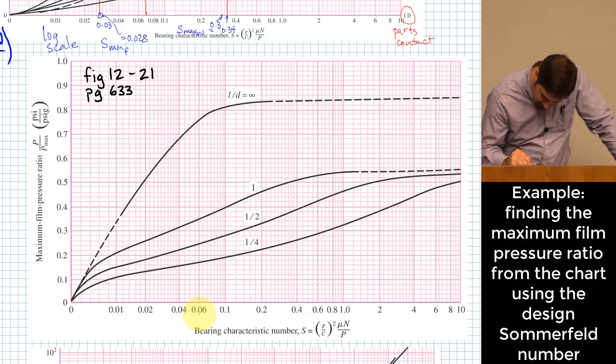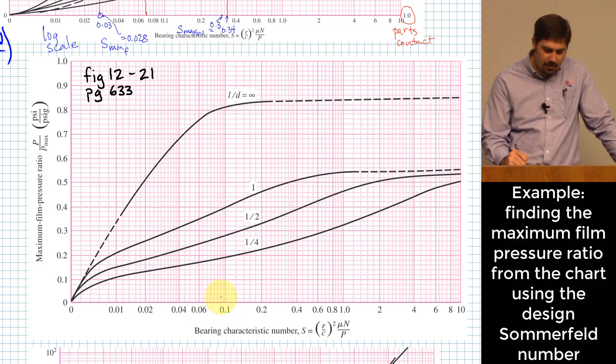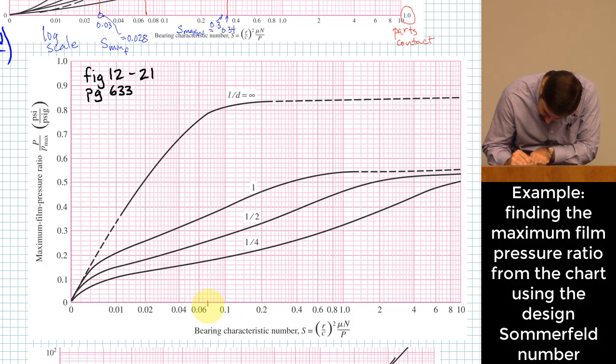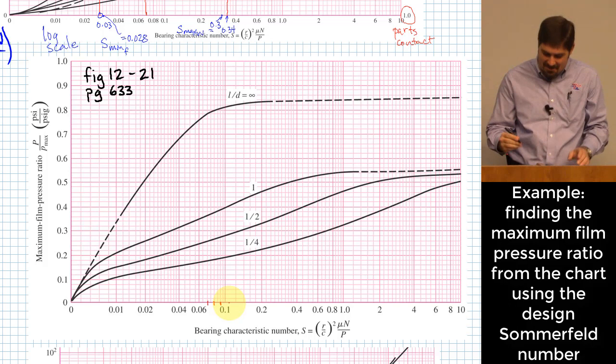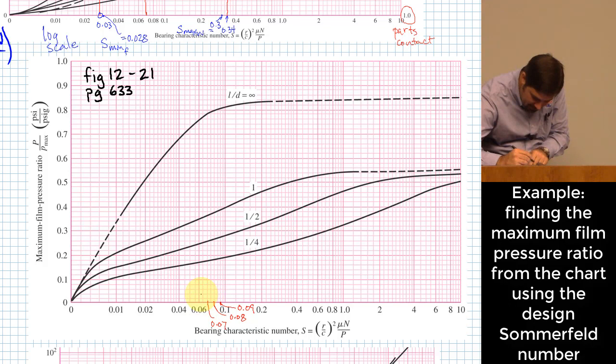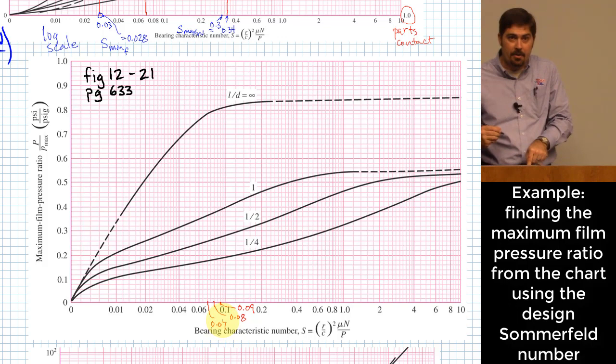That puts us over here, right? 0.06. Now this one might be even harder for us to see where exactly we should be. It looks like between here we have 0.06, maybe we go to 0.07, 0.08, 0.09, and 0.1, and each of those is bisected by another line. They don't all work the same way, so that number right there is 0.07, that would be 0.08, that would be 0.09. Those don't all matter to us. What matters to us is over here that we are a little bit to the left of this 0.07, because that's our bearing characteristic number that we are trying to achieve.